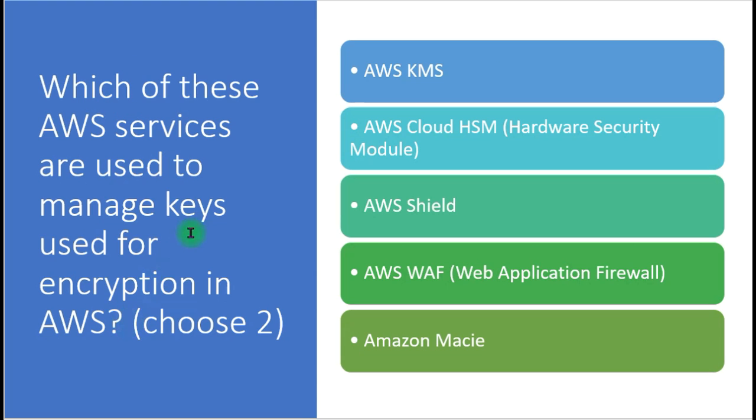In this question they are asking, which of these AWS services are used to manage keys used for encryption in AWS. We need to choose two options out of these. The options are AWS KMS, AWS CloudHSM, AWS Shield, AWS WAF, that is Web Application Firewall, or Amazon Macie. As you know, we are looking for the services which manage keys. So we have two services here, that is AWS KMS and AWS CloudHSM.